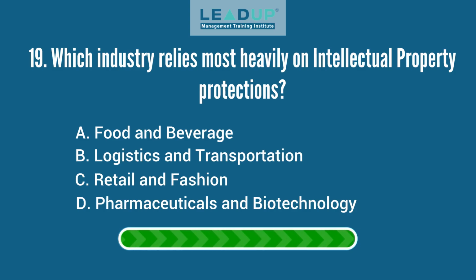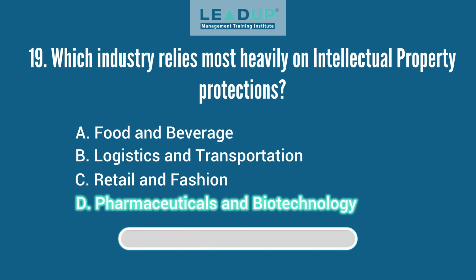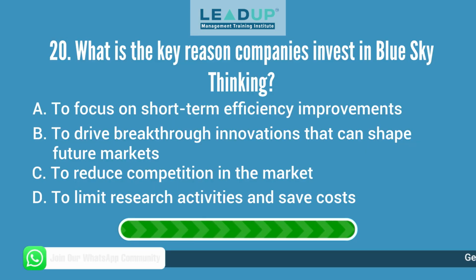Question 19. Which industry relies most heavily on intellectual property protections? A. Food and beverage. B. Logistics and transportation. C. Retail and fashion. And D. Pharmaceuticals and biotechnology. Answer: pharmaceuticals and biotechnology. Question 20.